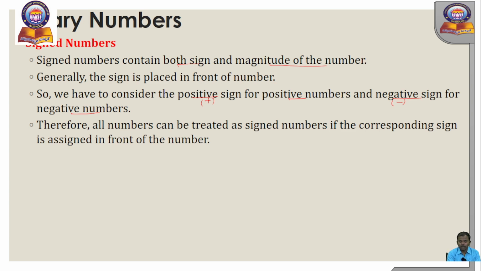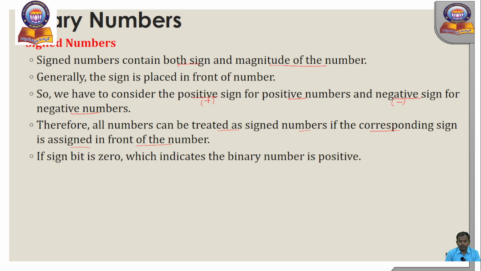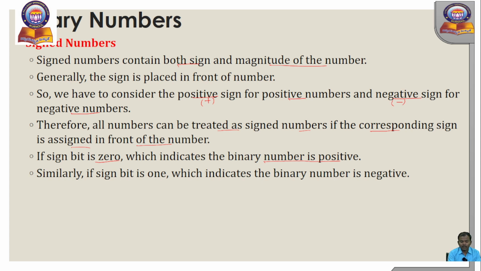Therefore, all the numbers can be treated as signed numbers if the corresponding sign is assigned in front of the number. If the sign bit is 0, it indicates the binary number is positive. So if the binary number is positive, we place 0 as the sign bit. Similarly, if the sign bit is 1, it represents a negative number. So when the number is negative, the sign bit is considered as 1.